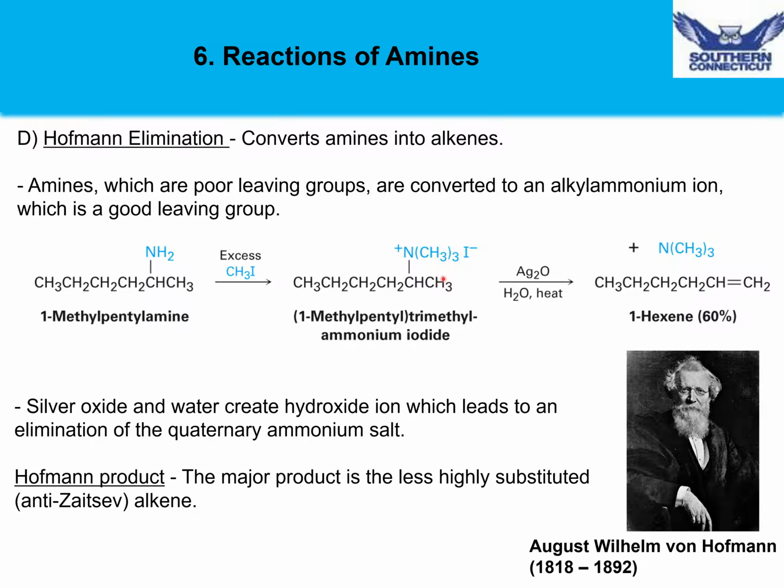Instead, one of the hydrogens on the methyl group is removed, and we end up with a double bond on the least substituted carbon, giving us, in this example, 1-hexene. Once the hydrogen is removed, the nitrogen will be eliminated this way to give us trimethylamine.